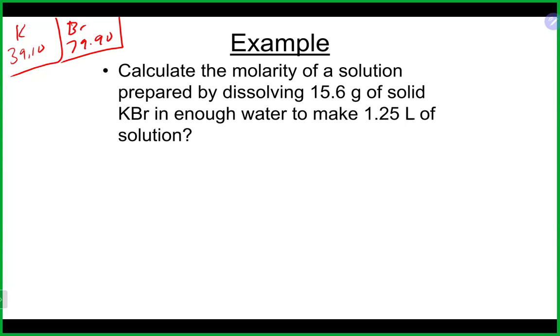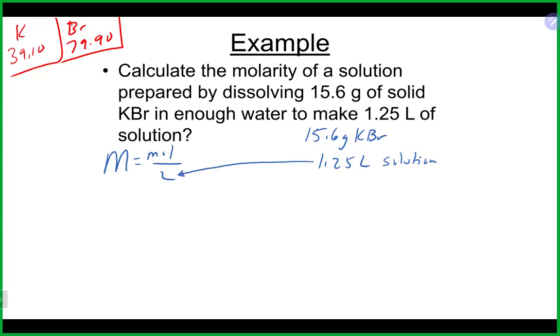Okay, so let's take a look, see how you're doing. Obviously here we are looking for the molarity, which is moles per liter. In this case, we have 15.6 grams of KBr and enough water to make a 1.25 liter solution. So that is the volume of the solution, which is the bottom part that we need, right off the bat. In this case, it's actually in the right units, it's in liters.